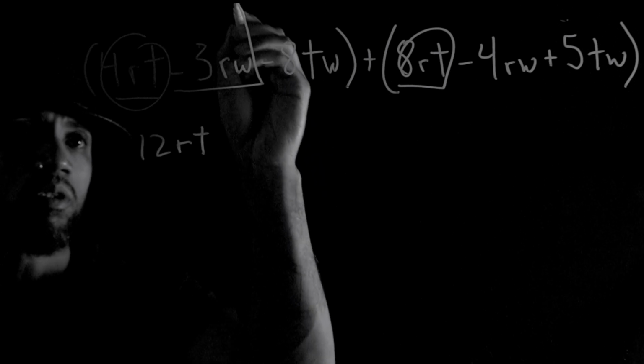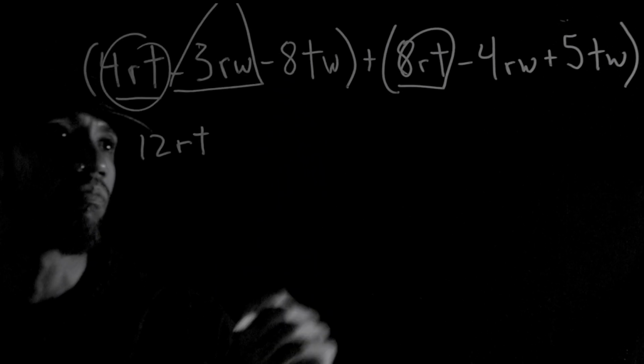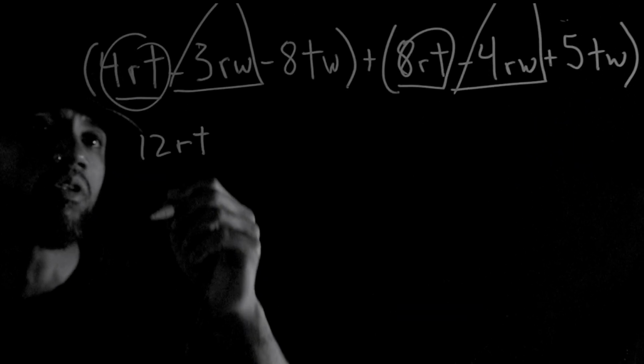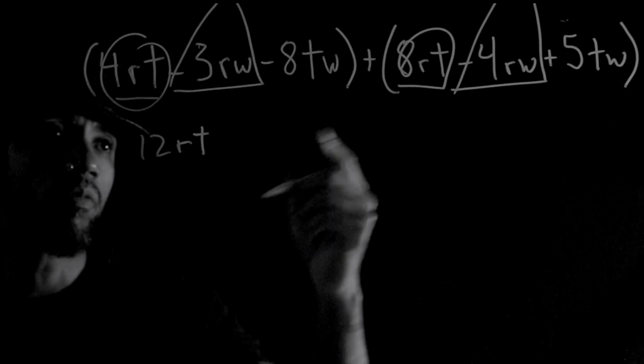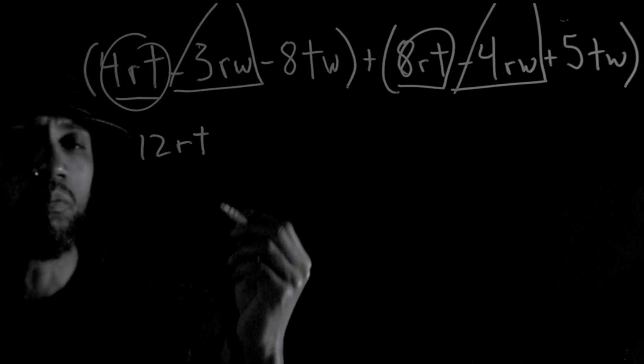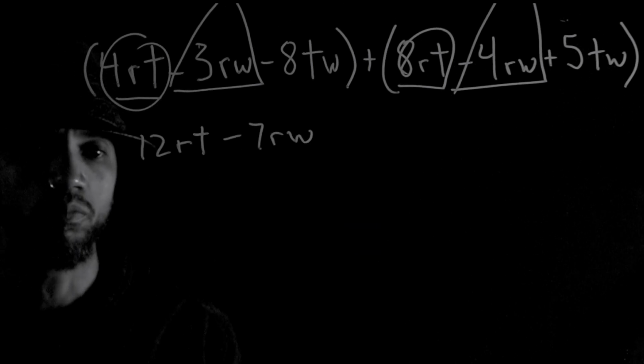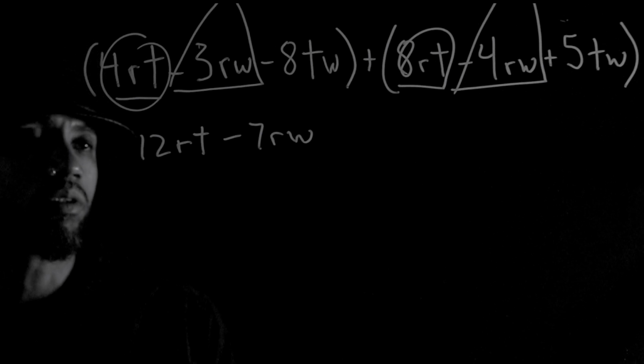Okay, let's look at the next one, negative 3RW. So is there another RW term? Over here there is. Okay, so then we have a negative 3RW and a negative 4RW. When we combine that together, we get negative 7RW.